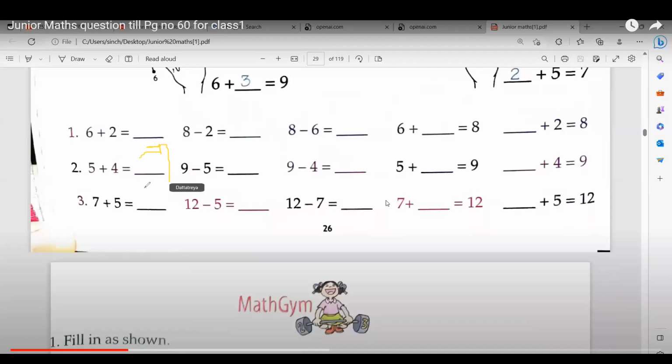Very good. 5 plus 4 is 9. Excellent. Tell me the next one. 9 minus 5. Very good. Excellent. Super. 9 minus 4 is 5. Tell me the next one. 5 plus how much is equal to 9? Very good. Tell me the next one. How much plus 4 is equal to 9?